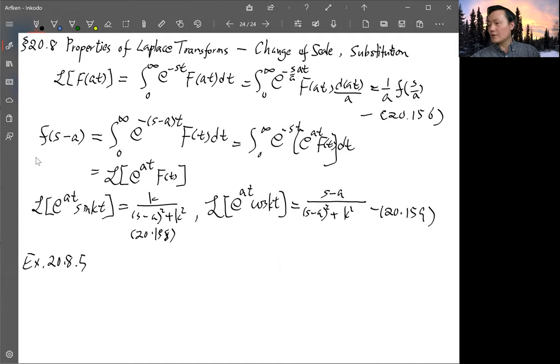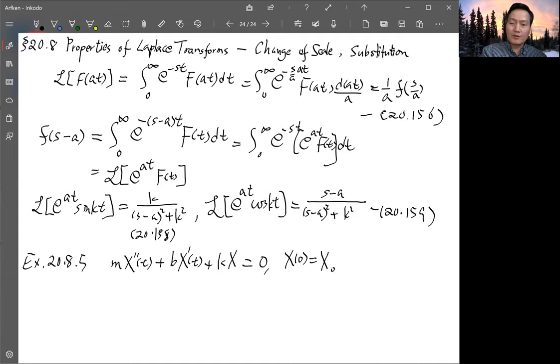20.8.5, is now again a second order ODE, similar to the simple harmonic oscillator problem, but adding a damping term. So the equation is you have m x double dot, m times acceleration, and then plus a damping term, which is b times x prime of t, then plus k times x equals zero, subject to the initial conditions x of zero is x sub zero, x prime of zero equals zero.